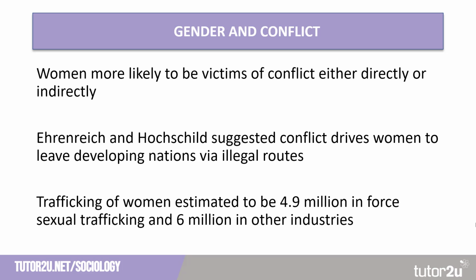Enright and Hochschild argued that conflict in the developing world is one of the primary drivers behind women's migration, and with few legitimate routes to escape, many are trafficked or become victims of modern-day slavery. The UN estimates that almost 5 million women are forcibly trafficked into the sex trade globally, with a further 6 million being forced to work in other industries as a result of illegal trafficking.